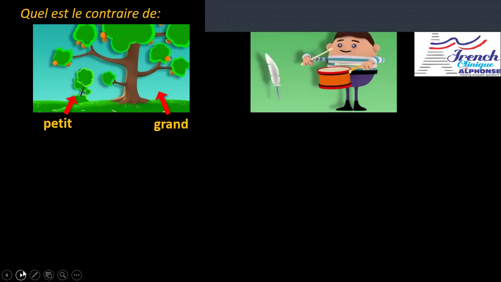We have the drummer boy. We have the word léger and the word lourd. Léger means what? And lourd means what? Check your dictionary for that. So the feather is légère, and the drum is lourd, meaning one is very light and the other one is very heavy. Okay, I'm not going to be telling you the meaning next, so get your French dictionary now and follow me.